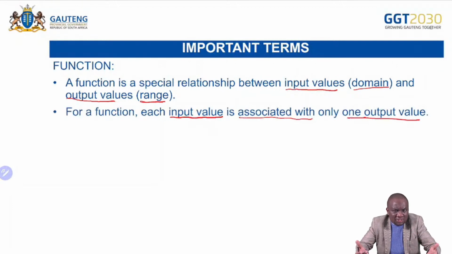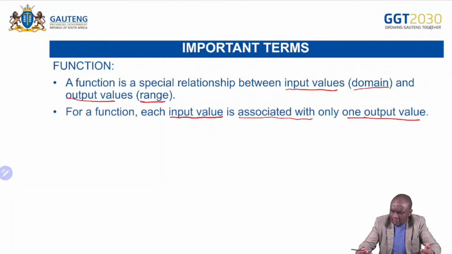Not all relations are functions. When you see an equation and say, oh, this is a function, no, it's not like that. There are some equations that are not functions. For example, an equation of a circle is not a function. I'm going to explain why a circle is not a function. A function is where each input value is associated with one output value.